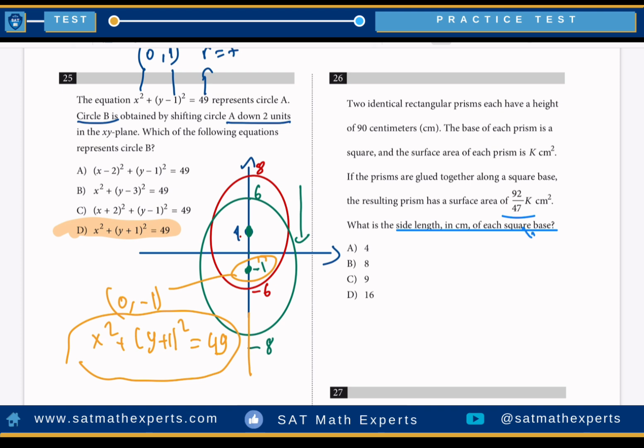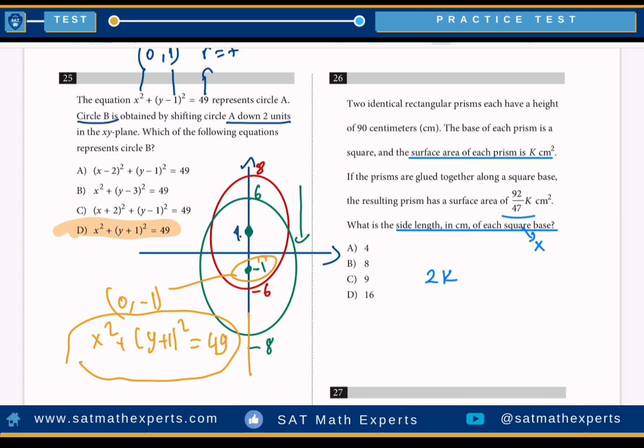If we say the square base side is x, let's try to solve this one. If we glue them, each of them has surface area K, so the two will have surface area 2K. When you glue these two square prisms, you will not count the surface area of the bases you are gluing to each other, right? There are two bases you glue together. You don't count these anymore.